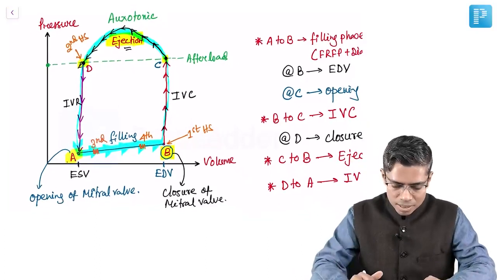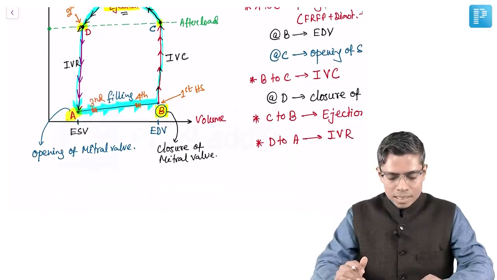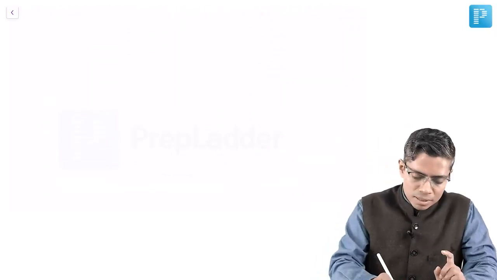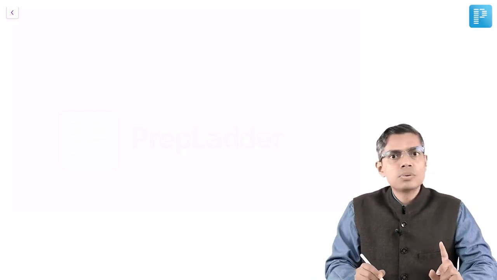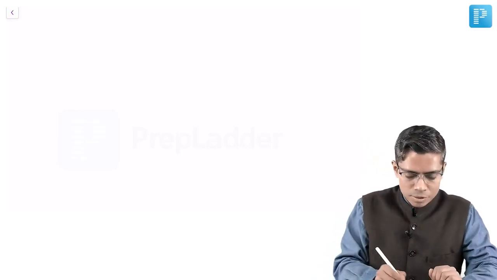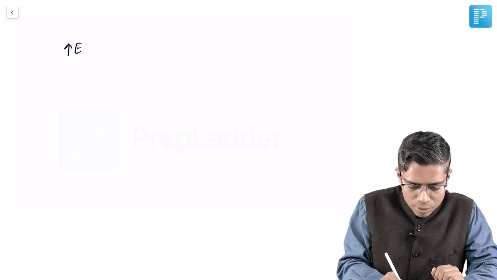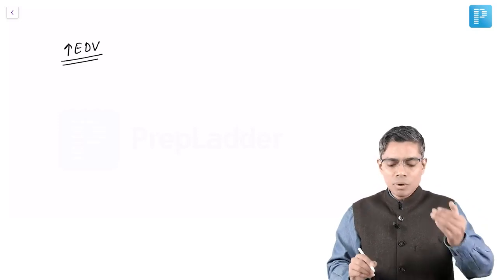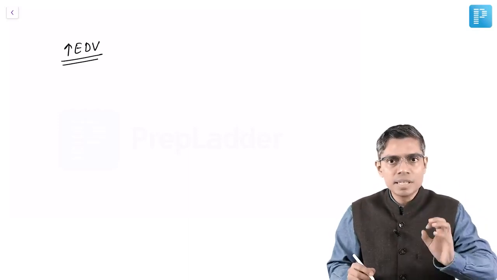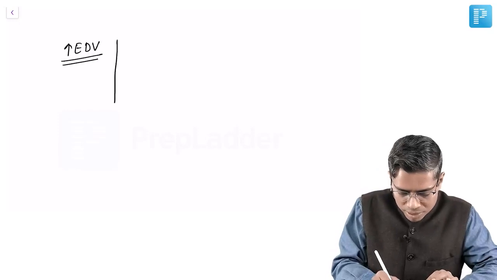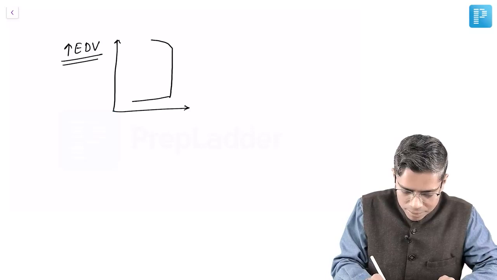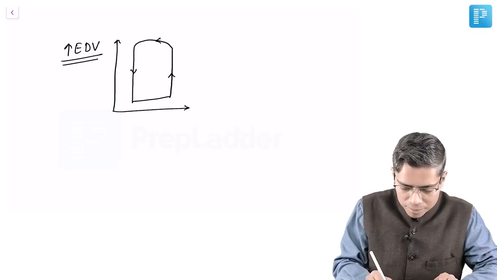Now after understanding this normal PV loop, let us go to some abnormalities of this PV loop. So we have to understand three things. Suppose, due to certain pathology, the end diastolic volume of a person is high. So EDV is high. What will happen to this PV loop? Okay, so I'll draw a normal curve first. Suppose this is the normal curve. So the normal curve will look like this.